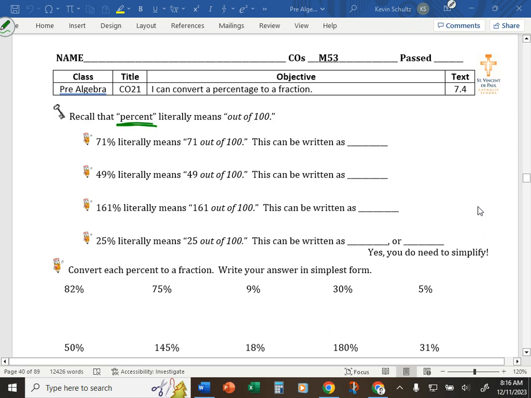Recall that the word percent literally means out of 100, right? And that matches up very, very well with what a fraction is, right? That fraction bar, one interpretation is out of.